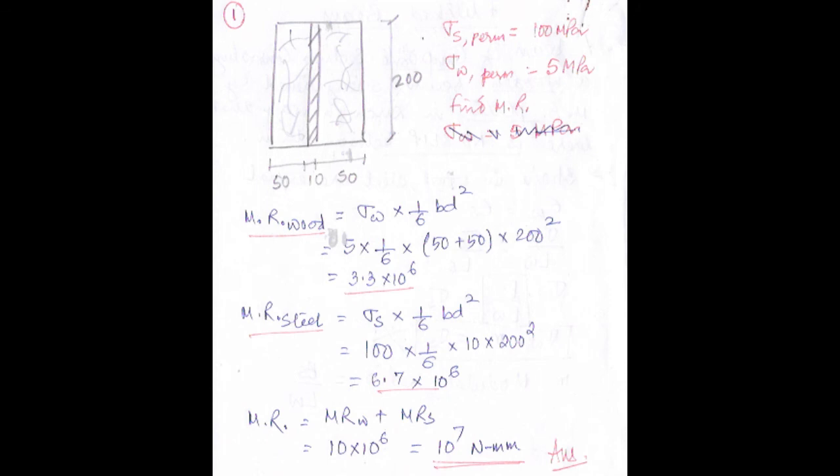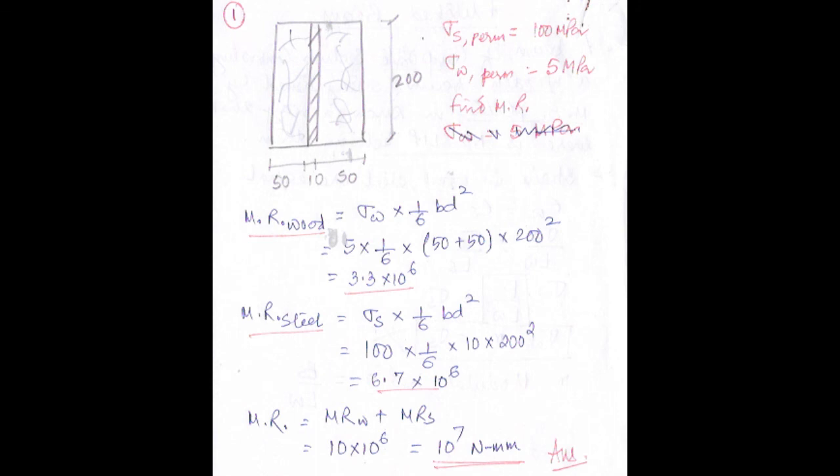Let us now concentrate on the MR of the steel part, moment of resistance of the steel part. What is the formula? Formula is same, sigma into 1/6 bd square. Now sigma for what? Sigma for steel. When we are finding out MR for steel, we will put the value of sigma of steel. What is that? That is 100. That is also given in the question.